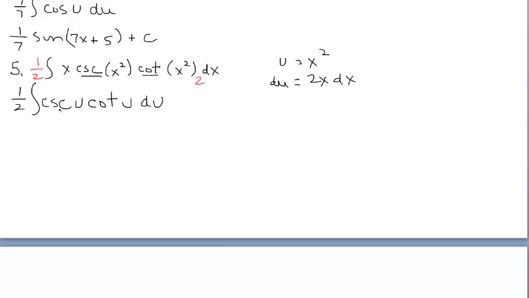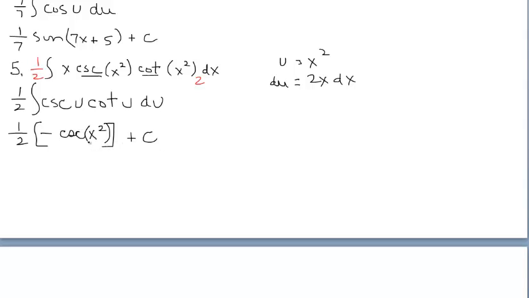So looking at this integrand right here, you guys can now see it maybe a little bit more clearly that cosecant times cotangent is the derivative of negative cosecant. Okay, so now we can proceed with integration. So 1/2. The antiderivative for cosecant cotangent would have to be negative cosecant u. And if you wanted to go ahead and combine replacing u with x squared, that'd be fine.